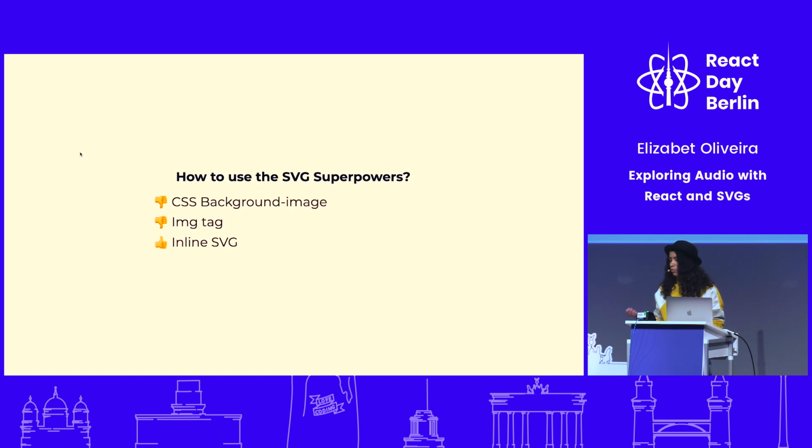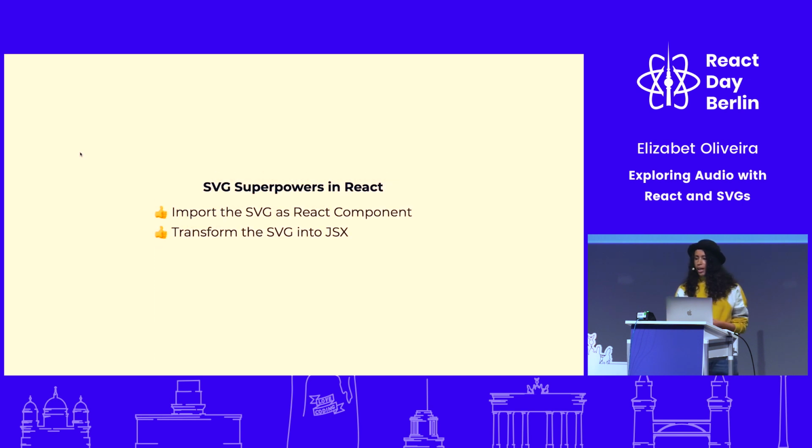First, if you use it as a CSS background image, you can't interact with the SVG because it's not inline. If you use it as an image tag, you can't do anything as well. Actually, the quality, because it's a vector image, will be very good, but if you want to change the color of something inside the SVG, you can only do it if you use the inline SVG. In React, if you want to put it inline, there are actually two ways. The first one is to import the SVG as a React component, and the second one is to transform the SVG into JSX.